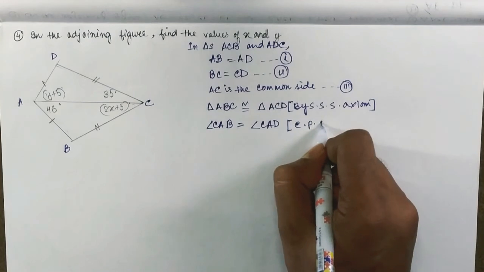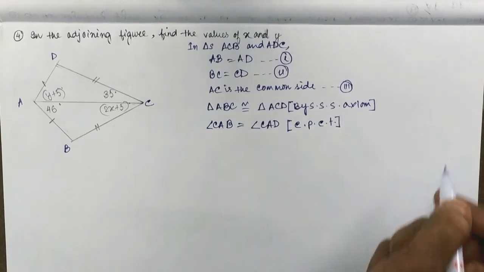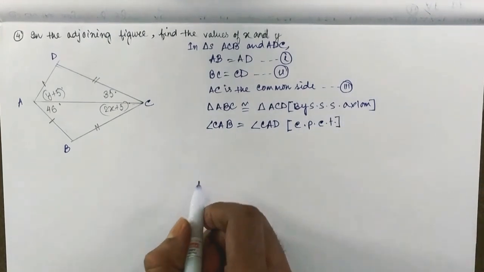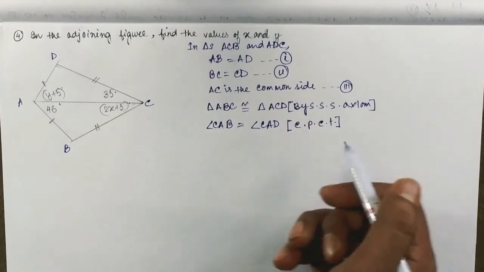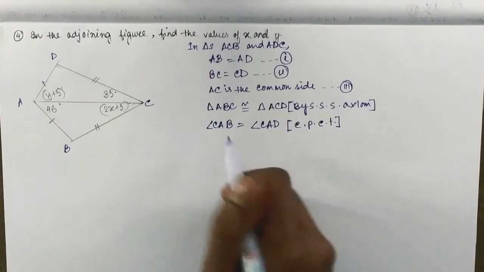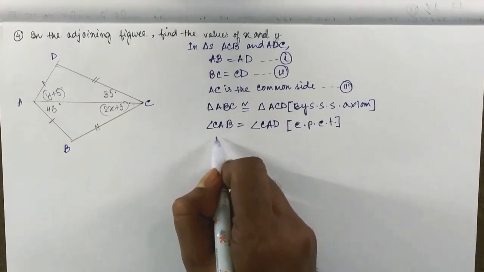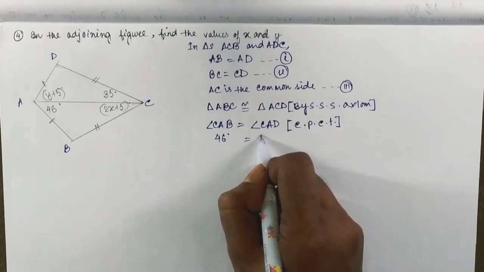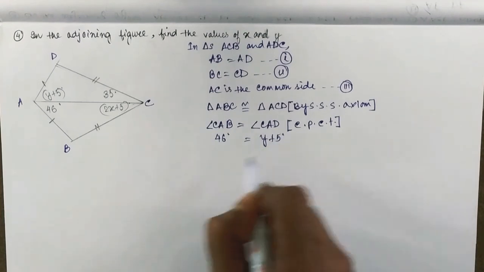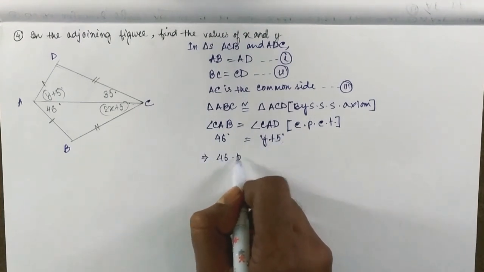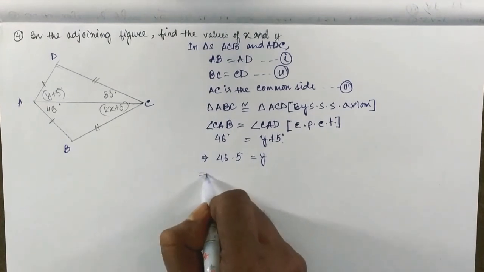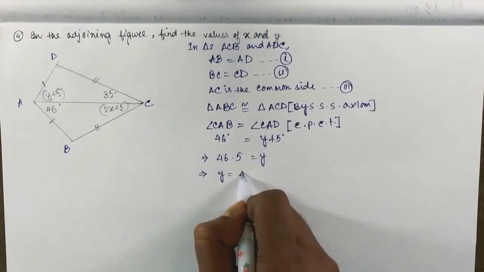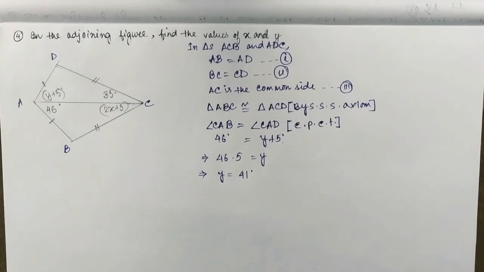So for this sum I am writing CPCT. In exam you all will write corresponding angles of congruent triangles, as I have done in the previous sums. So what is the value of CAB? It is 46 degree. And what is the value of CAD? It is y plus 5 degree. So from here what you will get? 5 will come this side. So 46 minus 5 equal to y. It implies y equal to 41 degree.